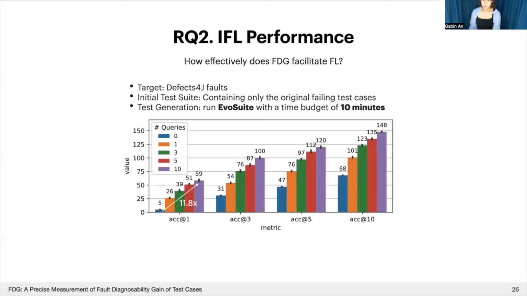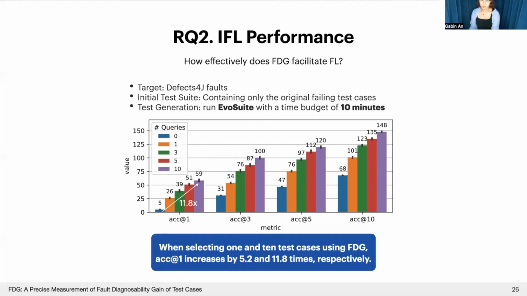This bar graph shows that the FL accuracy increases as more oracle queries are made. Even when only one test case is labeled and added to the test suite, accuracy at 1 increased approximately by 5-fold, while adding 10 test cases improved accuracy at 1 by an order of magnitude.